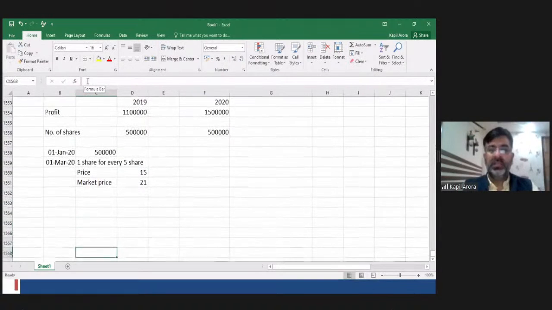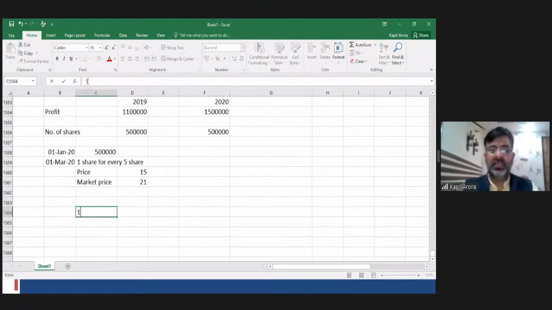So I will calculate the transaction here. 1st Jan to 1st March, which is 5 lakh shares, for 2 months. But after 1st March, 1st March to 31st December, shares became 6 lakhs, but for 10 months.